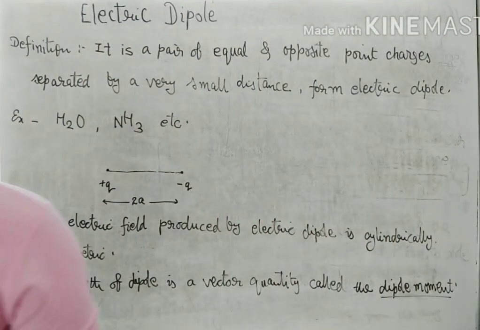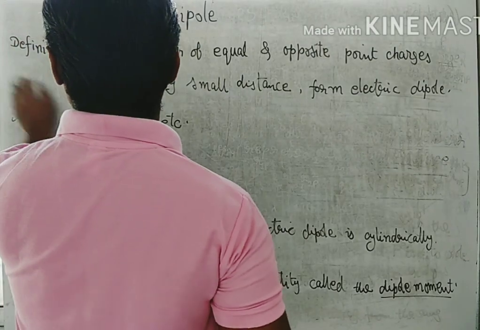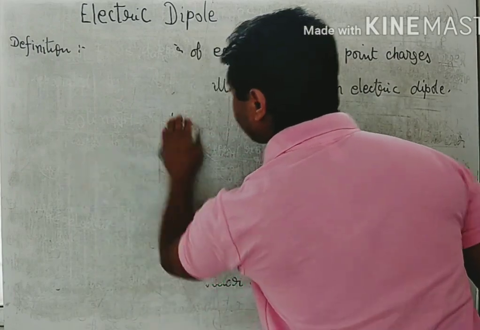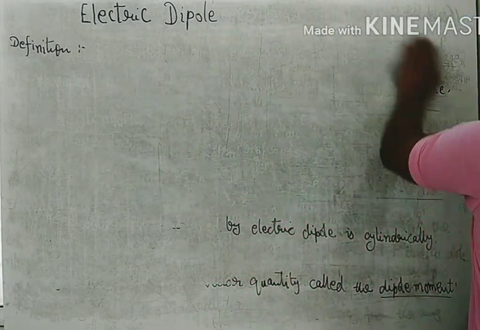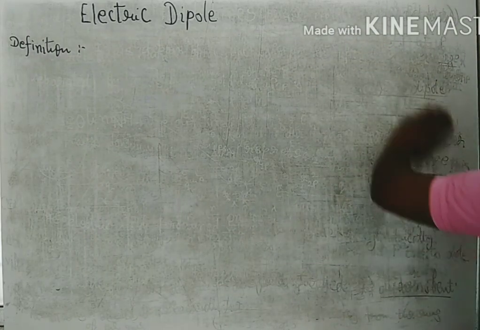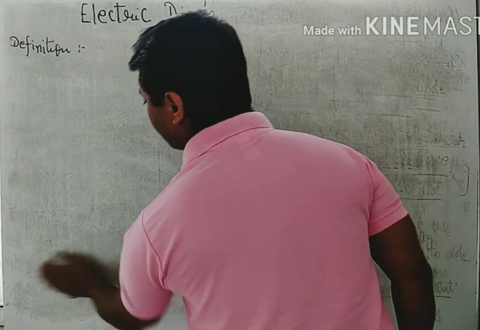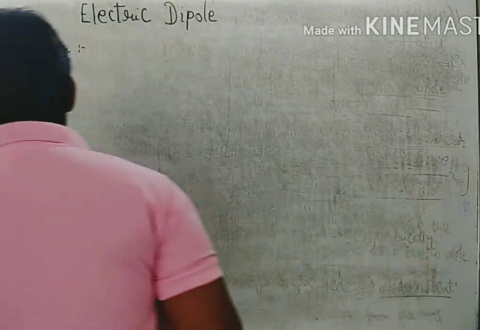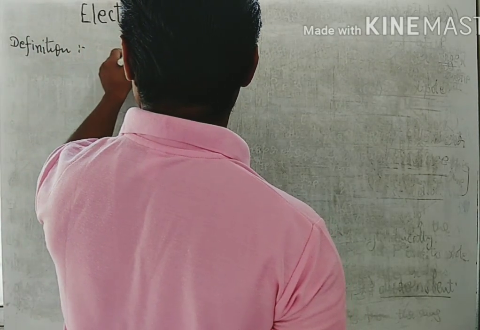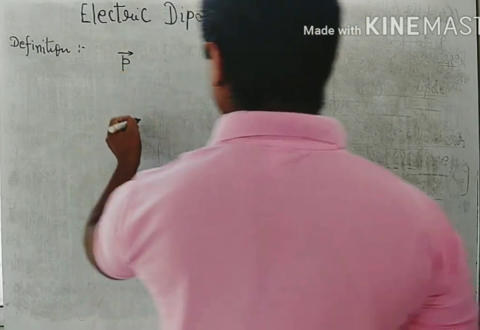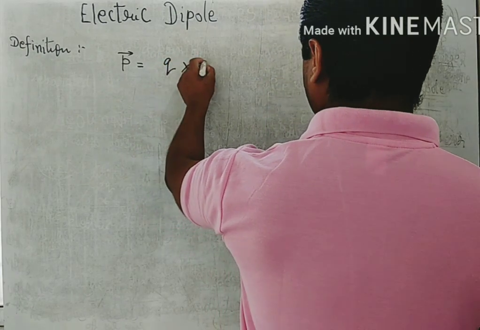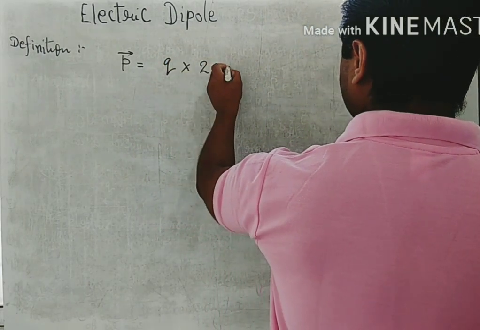So electric dipole moment, actually let's define that also. Electric dipole moment, what can we say for that? Electric dipole moment is basically the product of magnitude of either of those two charges with the separation between them. So that gives the electric dipole moment. It is symbolically represented by small vector p, and it is the product of magnitude of either charge with the separation between those two charges.